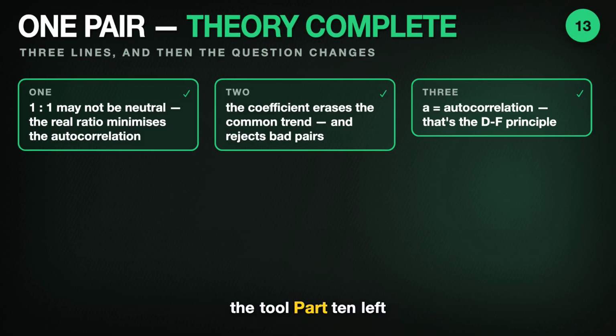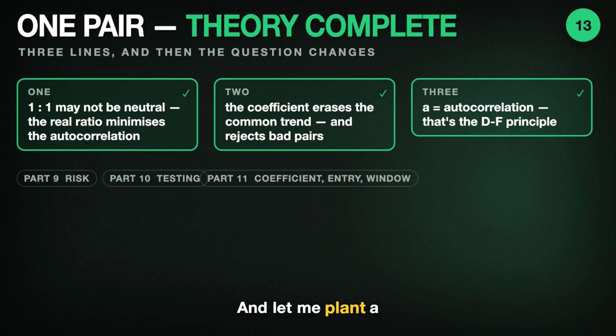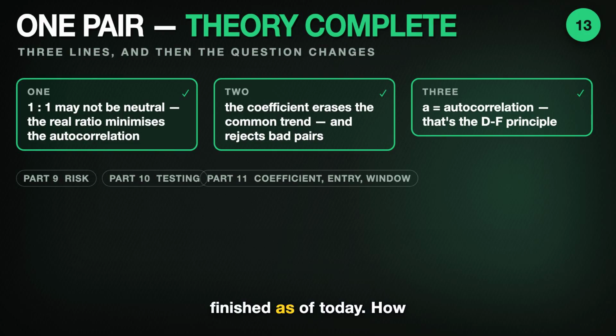We built the tool Part 10 left in a black box, and then watched it flip its own verdict on our pair because of one ratio. And let me plant a marker here. The theory for handling a single pair is finished as of today.